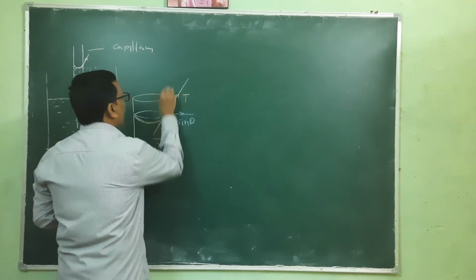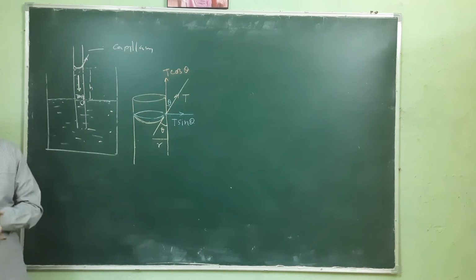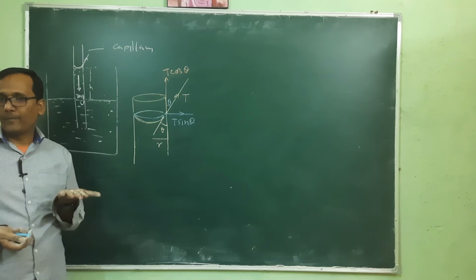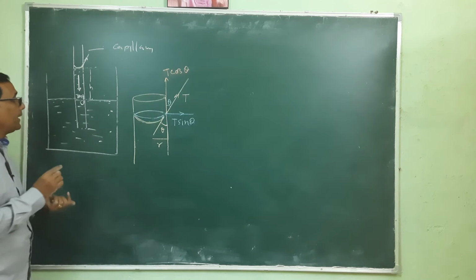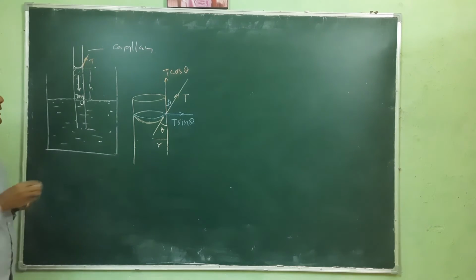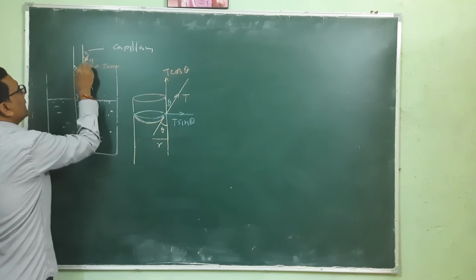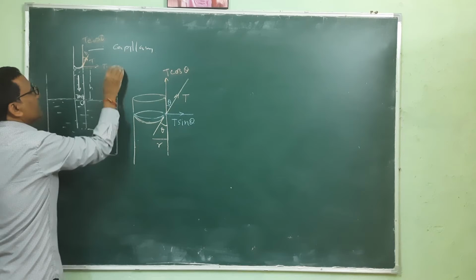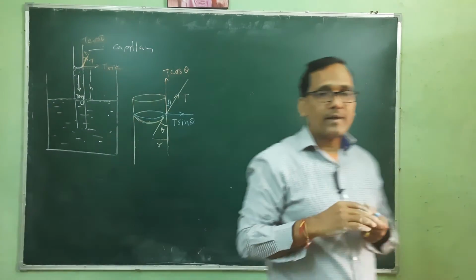And in this direction, this will be T cos theta. So actually, this T cos theta is responsible for raising the water in the capillary. Is it clear? So what is happening here? The direction of surface tension is like this, and this angle is theta. So this component will be T cos theta, and this component is T sin theta. This T cos theta is responsible for raising the water.